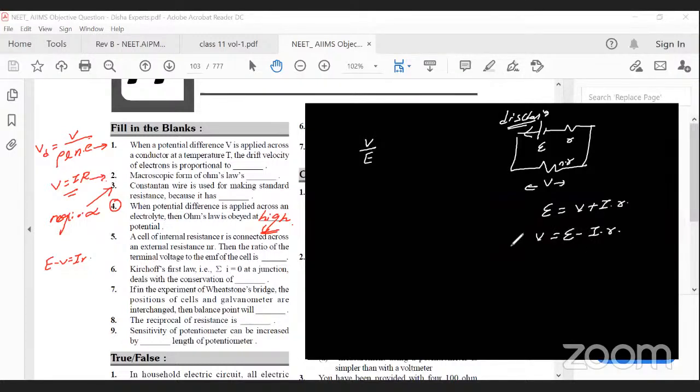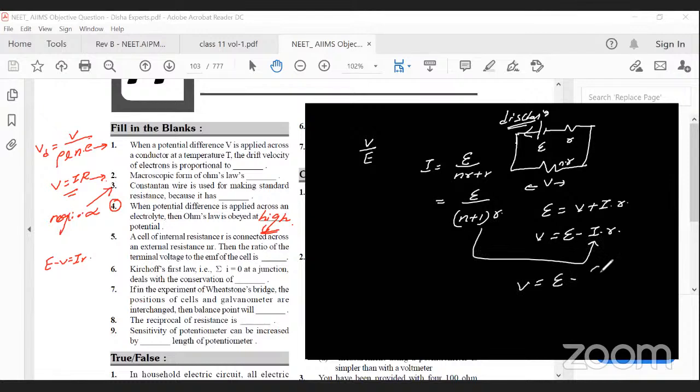In this case, the internal resistance is r and the external resistance is n r. What is the current passing through this circuit? I is equal to E by nr plus r, which is E by n plus 1 into r. Substitute this I here: V is equal to E minus E by n plus 1 into r times r. The r will get cancelled. Now E is common, so it is 1 minus 1 by n plus 1.